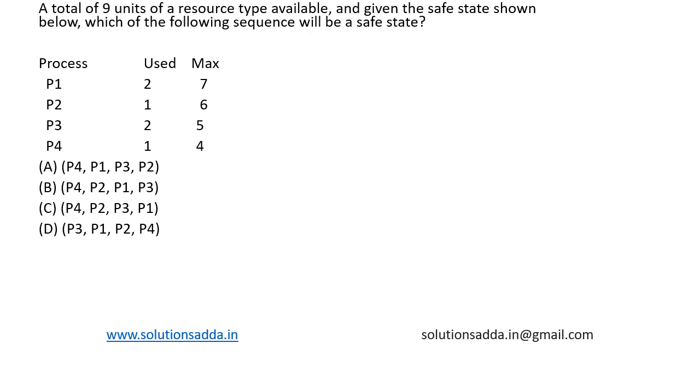This is a question from operating system. A total of 9 units of resource type are available, and given the safe state shown below, which of the following sequence will be safe? So this is based on the Banker's algorithm.